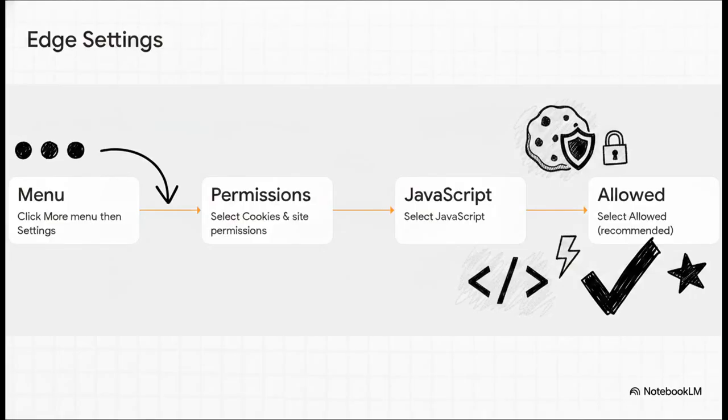If you're on Edge, it's a really similar vibe, just with slightly different labels. You're going to click that More menu, the three little dots up in the corner, and head to Settings. Next, look for Cookies and Site Permissions. Click that, find JavaScript in the list, and just select Allowed. Edge actually notes this is their recommended setting anyway, so you are in good shape.